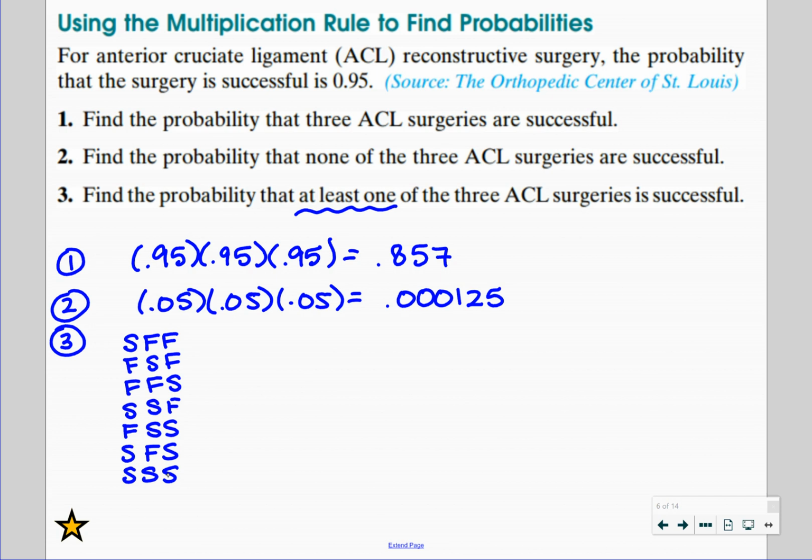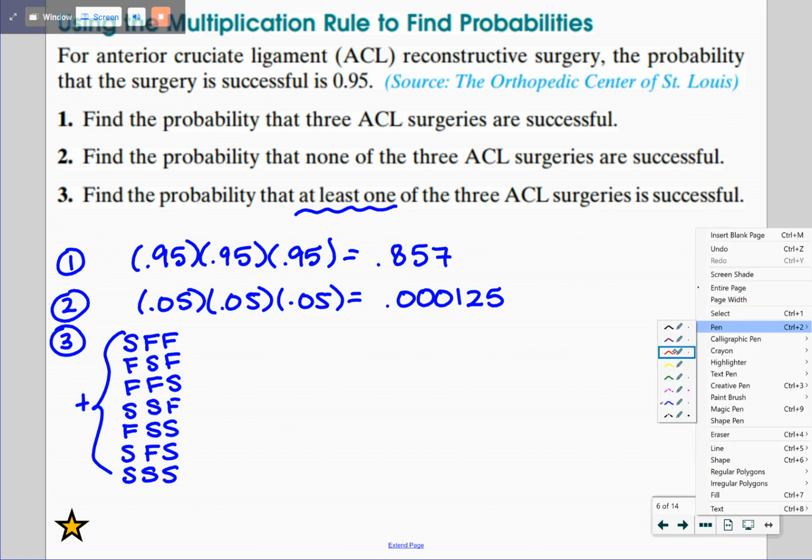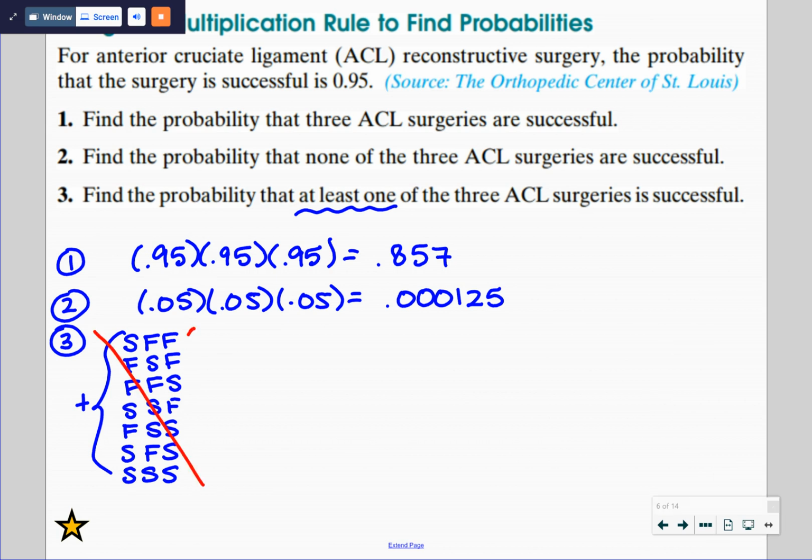Could I calculate each of these probabilities? Sure, because success is 0.95 and failure is 0.05, and I can multiply them all together. And if I wanted to do this problem, I would then just add all of those probabilities up. I don't want to do that though. This is going to take a while, and you can imagine if we made this problem 5 surgeries or 6 surgeries or 7 surgeries, all the different combinations that I could possibly have here. It would be a little crazy to do by hand.